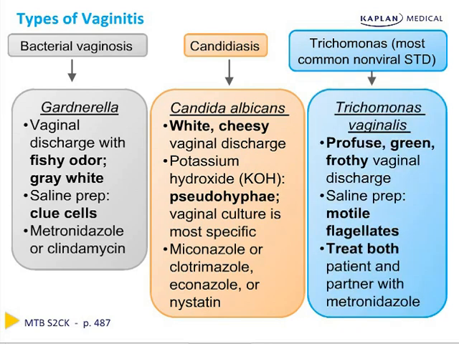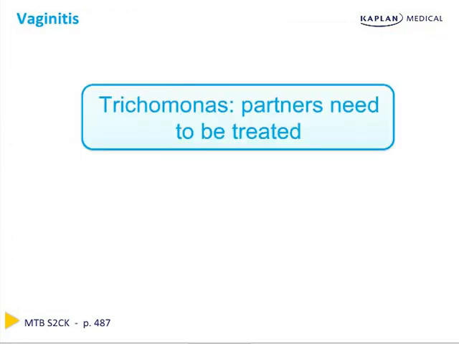Trichomonas, which is the most common non-viral sexually transmitted infection, is caused by Trichomonas vaginalis. It presents, as in our case, with profuse green, frothy vaginal discharge. On saline prep, we'll see motile flagellates. Treatment is with metronidazole, and it's important to treat both the patient and her partner. Again, to reiterate, as this may show up as a Step 2 question, if you have trichomonas, the partner needs to be treated as well as the patient you are diagnosing.